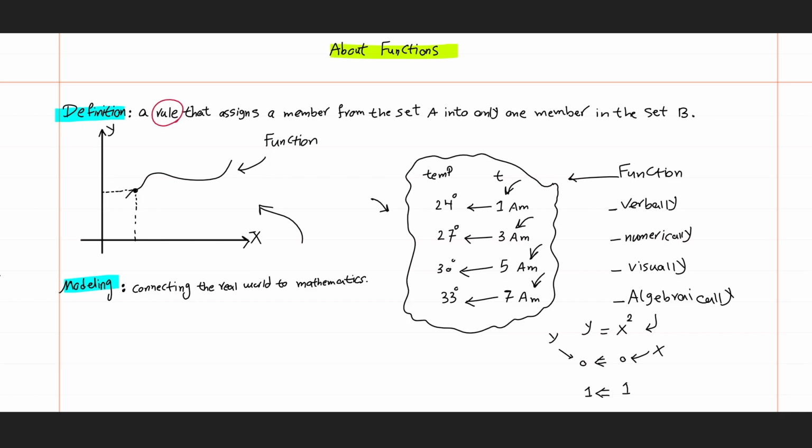Once we model phenomena in the real world into a function, we can now go ahead and do operations on functions to learn about stuff regarding that phenomenon and to learn more about the world around us. So this is the power of mathematics, and this is what we use functions for.